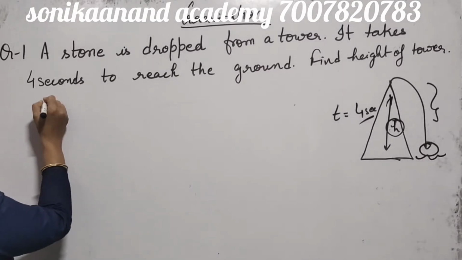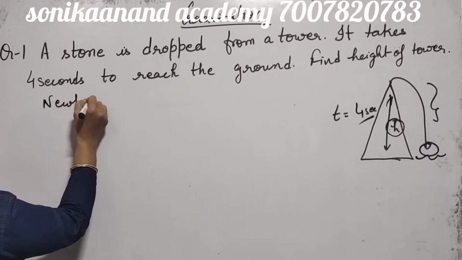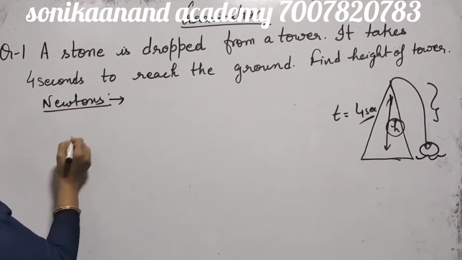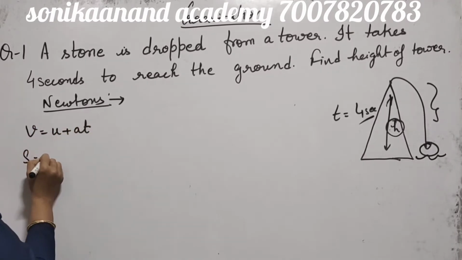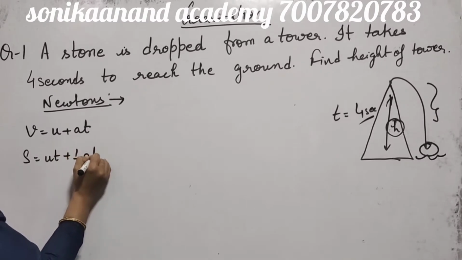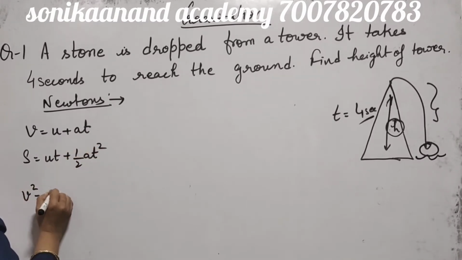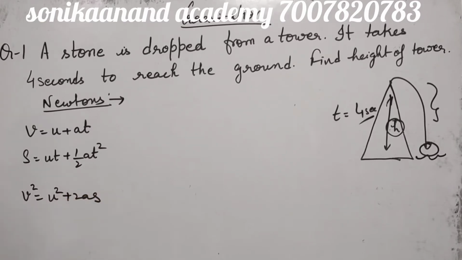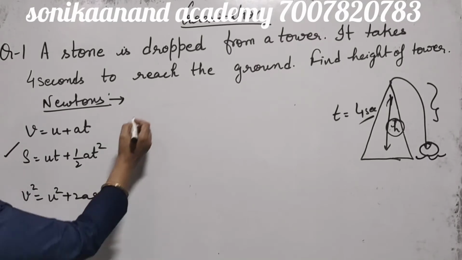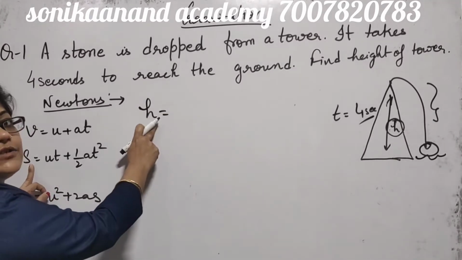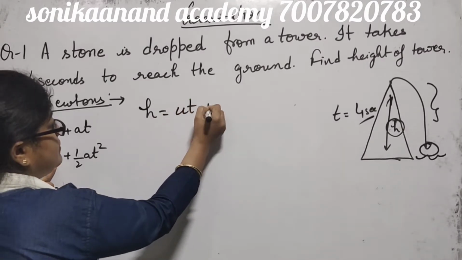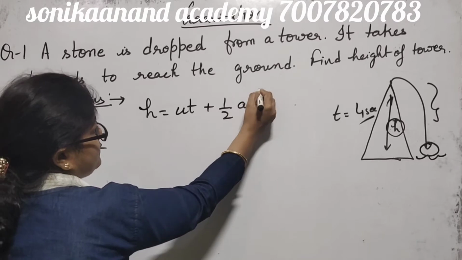So we have Newton's equations. We have 3 equations. V is equal to U plus AT. S is equal to UT plus half AT square. And V square is equal to U square plus 2AS. Now here in the second one, S is the height, the distance covered. So this equation can be written with height in place of S, which is distance. So height of tower H is equal to UT plus half AT square.